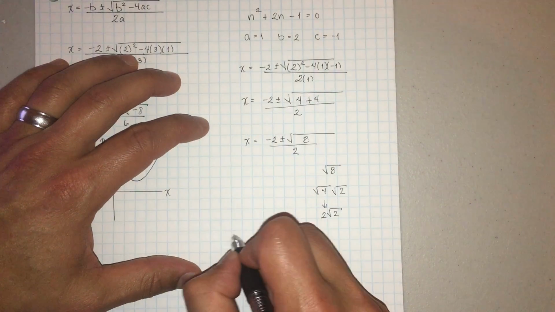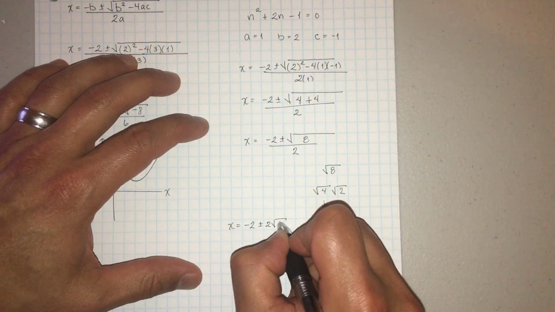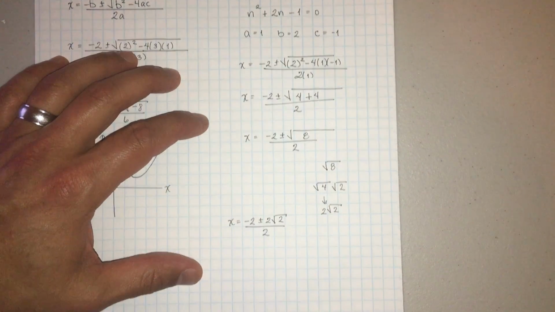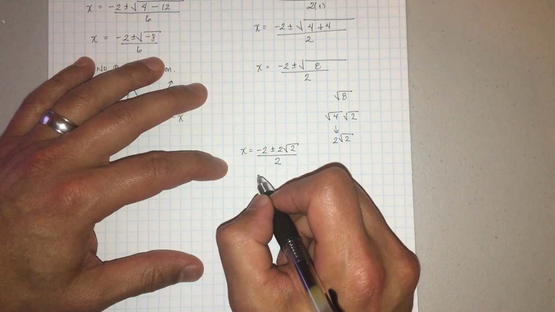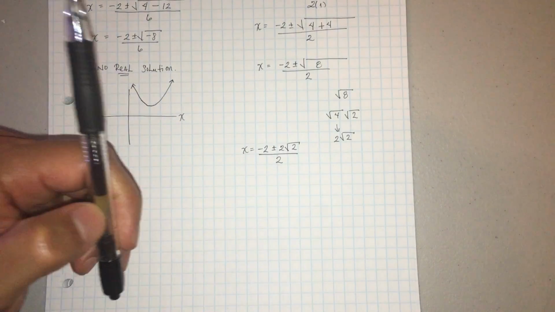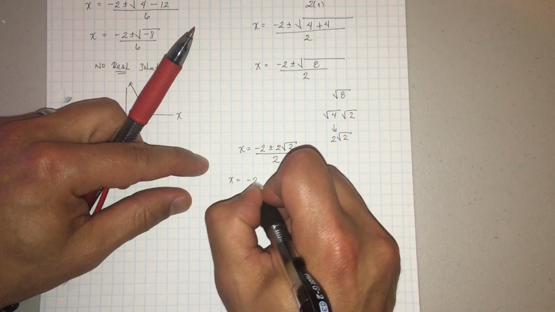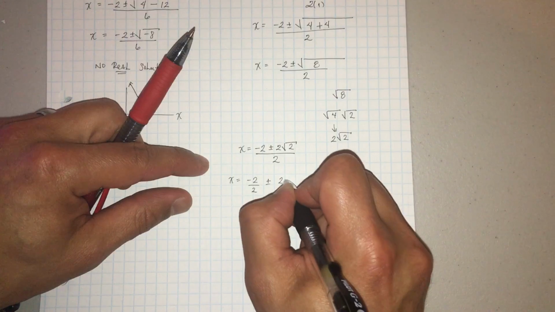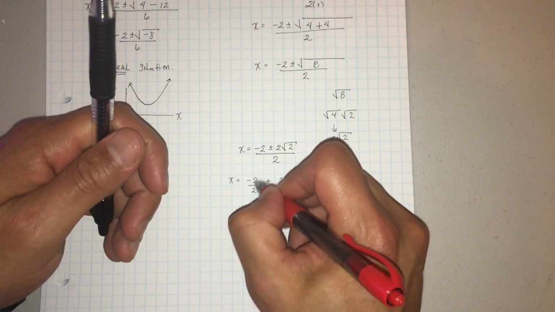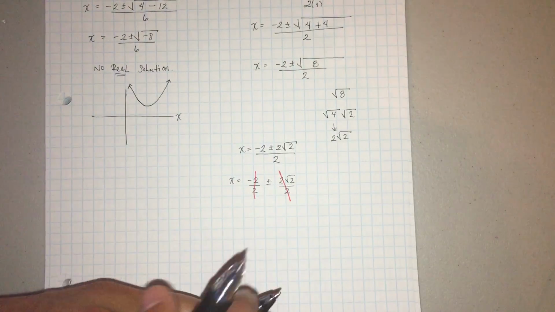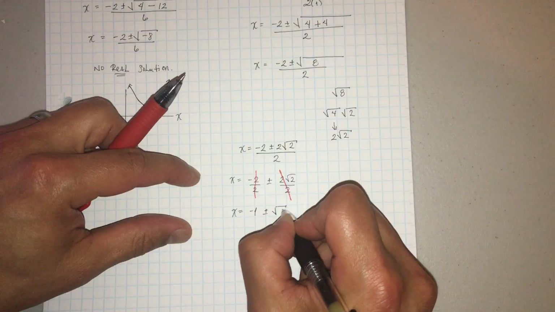Okay? So now I'm going to end up with x is equal to -2 plus or minus 2 radical 2 divided by 2. And what this does is divides everything. So we're going to divide the 2's. I think the easiest way to see it is the 2 divides everything. So the 2 is dividing both. This guy becomes a 1, and this guy becomes a 1.